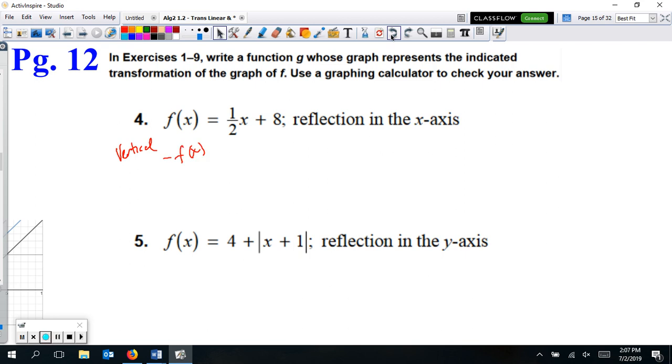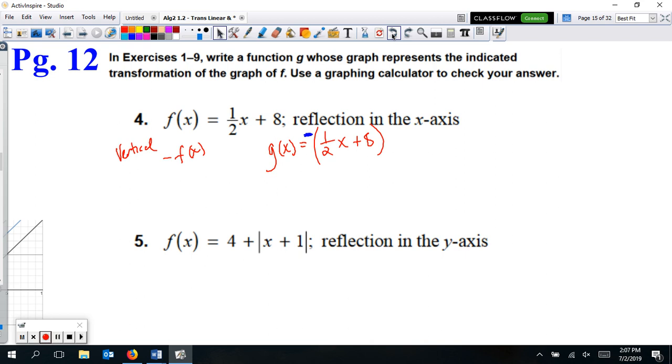So let's write the function down. We can see it like this. Here's our function notation, f of x. We're going to multiply this entire f of x, which is what this is, by a negative. So we're going to change it now to g of x, because that's what we have to say here. We're going to put this function in a parenthesis and multiply it by a negative. 1/2 x plus 8, that's our function here.